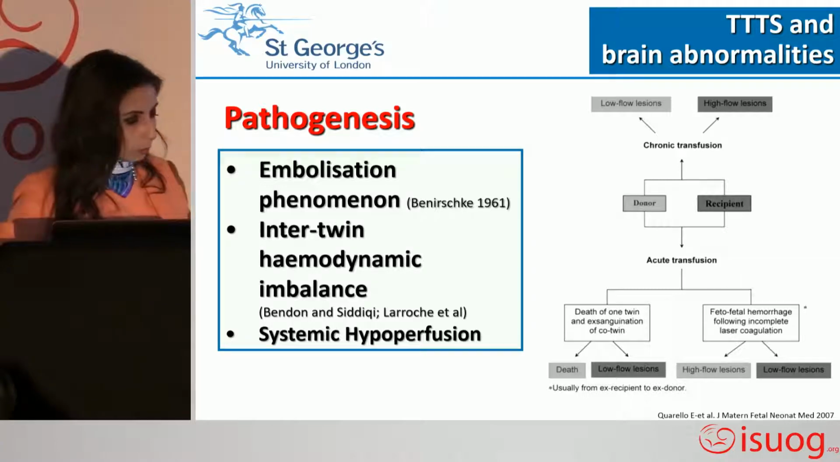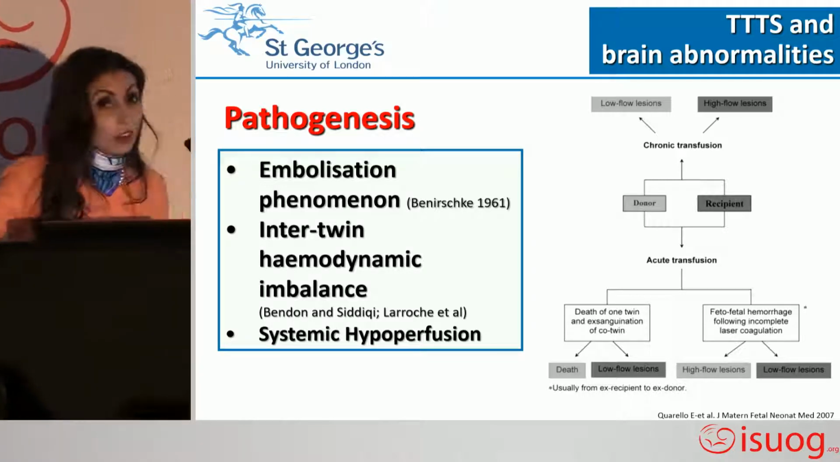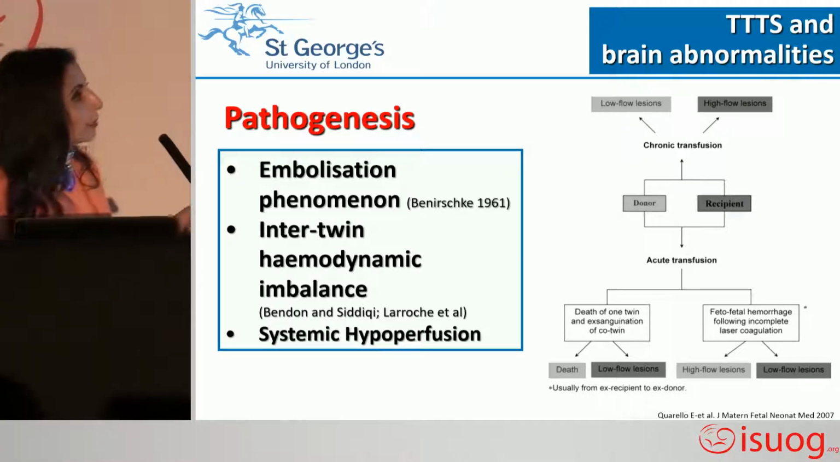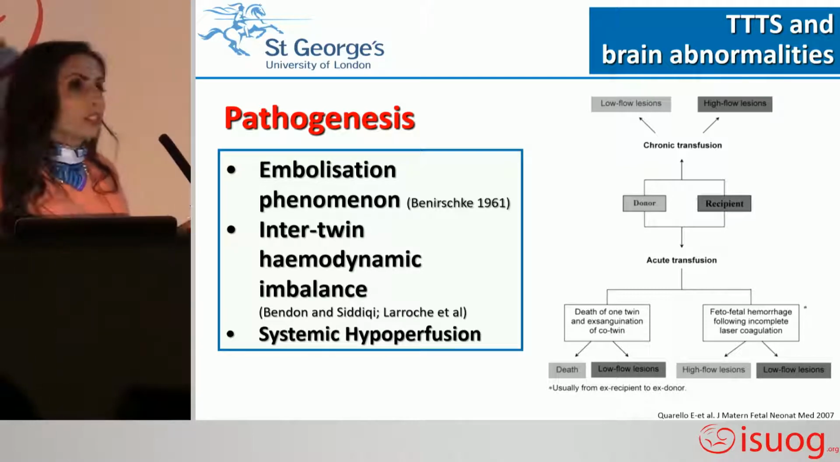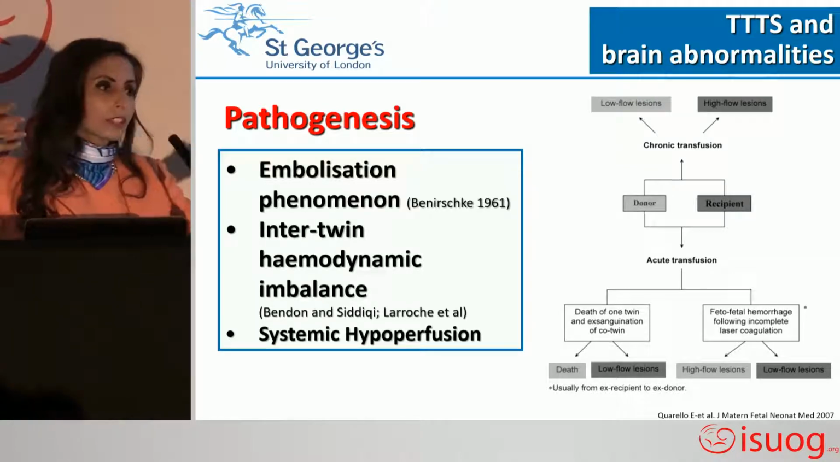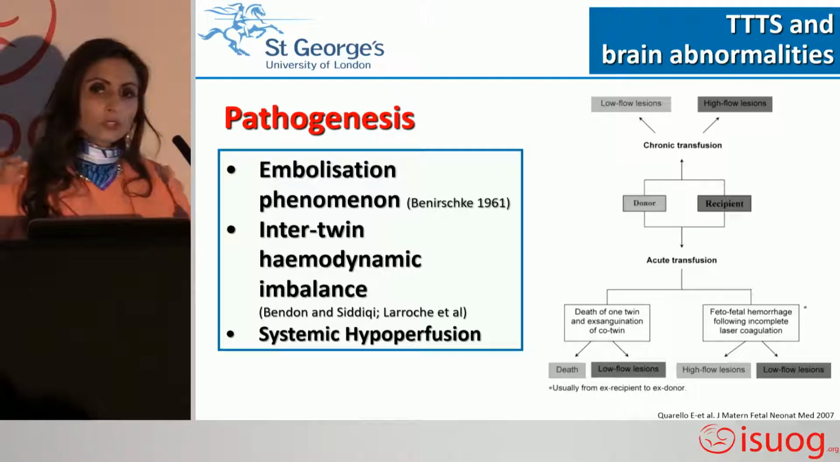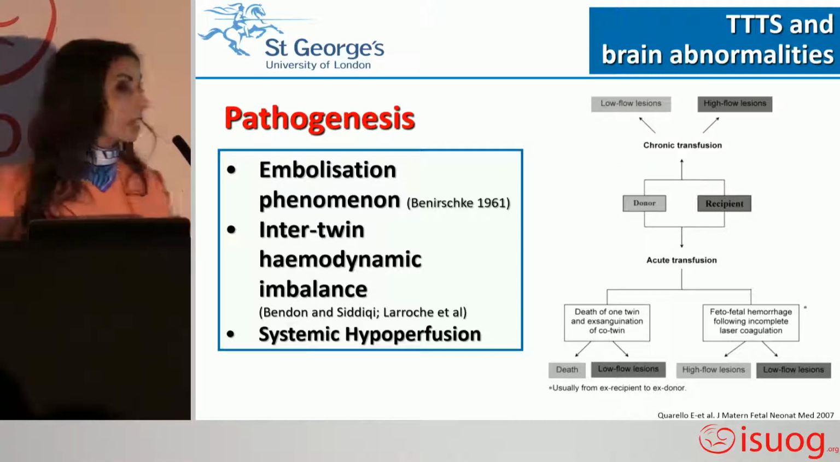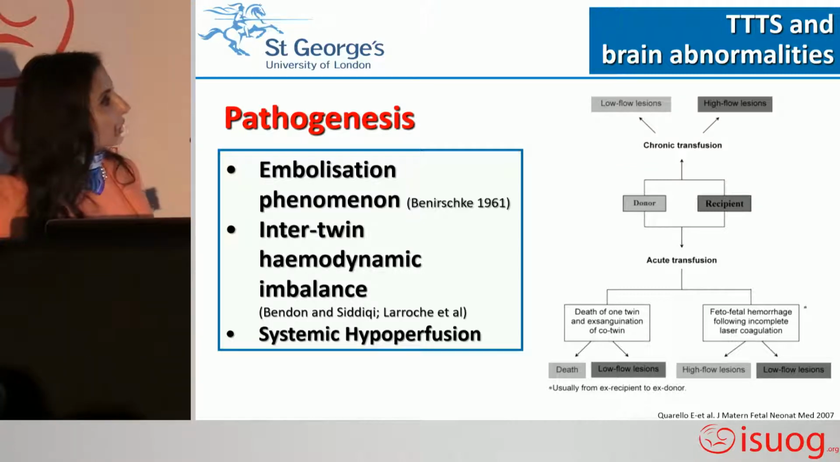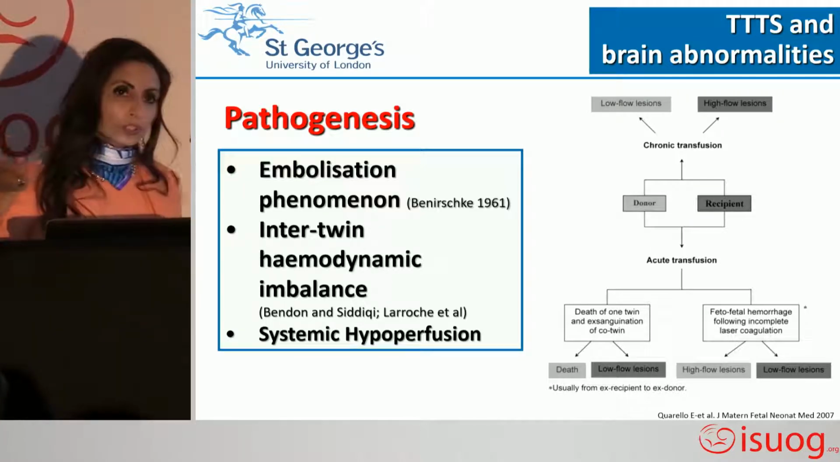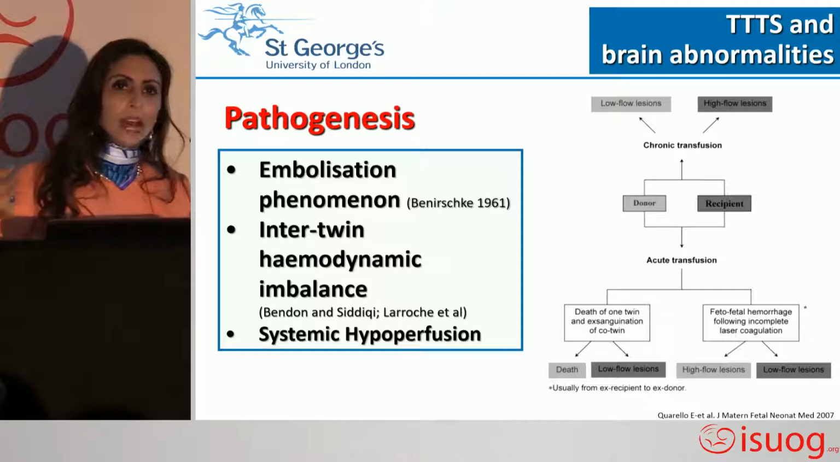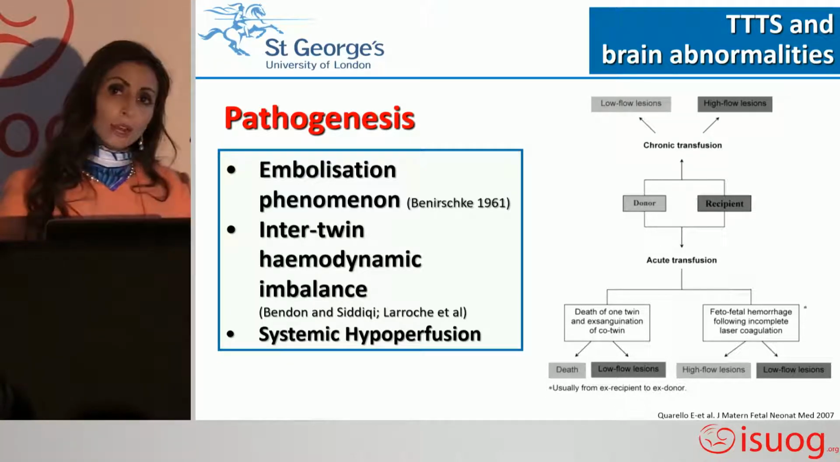So why would it happen? What's the pathogenesis? Well, there are theories. We don't know for sure, but certainly there's a series of embolization. If you have TTTS, with the two circulations, there's this transfusion, and therefore the risk of embolization. There's also hemodynamic imbalance, which can cause hypovolemia and hypervolemia, that can cause ischemia and hypoxia, but it can also cause hemorrhage.